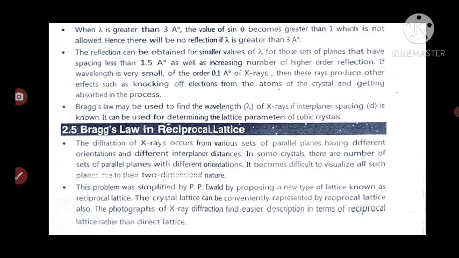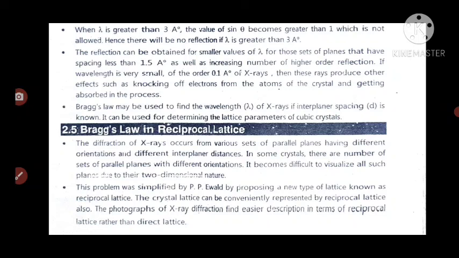Bragg's law may be used to find the wavelength lambda of the X-rays when the interplanar spacing d is known. To summarize, the main condition of Bragg's law is n lambda equals 2d sin theta, where lambda is the wavelength, d is the interplanar distance, and theta is the glancing angle.